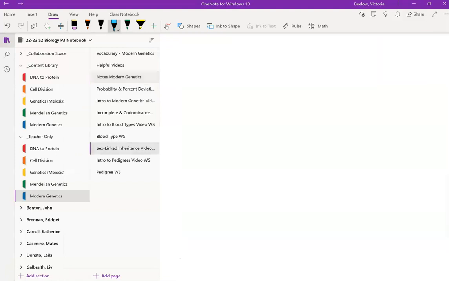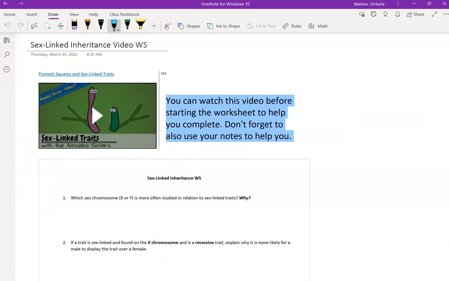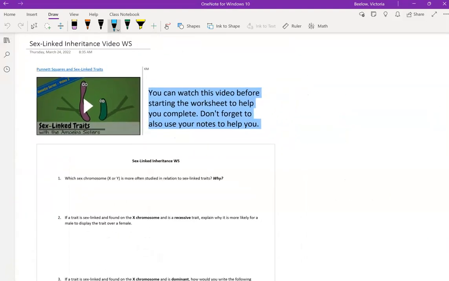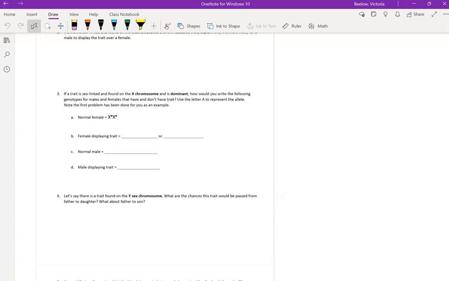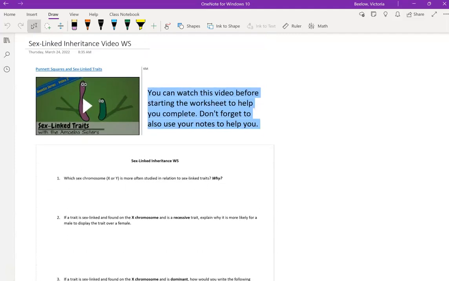And then for your homework, you are going to work on the sex-linked inheritance worksheet here. You can use your notes to answer all these questions. The first page, you really have to think about why when you're answering the questions. But there's also this Amoeba Sisters video here that you could watch that would help you a little bit as well.